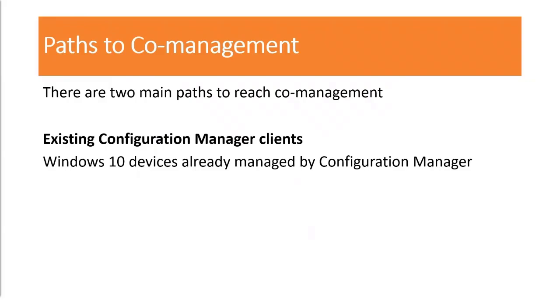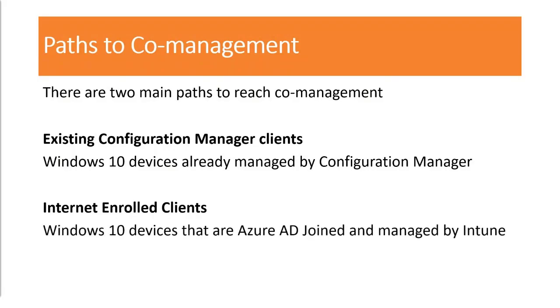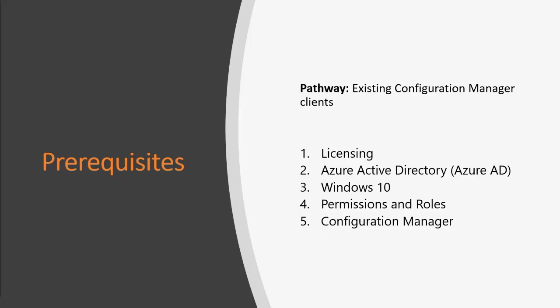The second pathway, which we're not going to look into too much detail on today, is for existing internet enrolled clients. So those are Windows 10 devices that are Azure AD joined and managed by Intune. And you want to bring those devices into a co-managed state. So you're probably going to need something like a cloud management gateway or CMG, unless you've got a VPN, so that those internet clients can communicate with your management points on-prem. We're not going to focus on that pathway too much today. We're going to look at pathway one, which is for existing Config Manager clients.